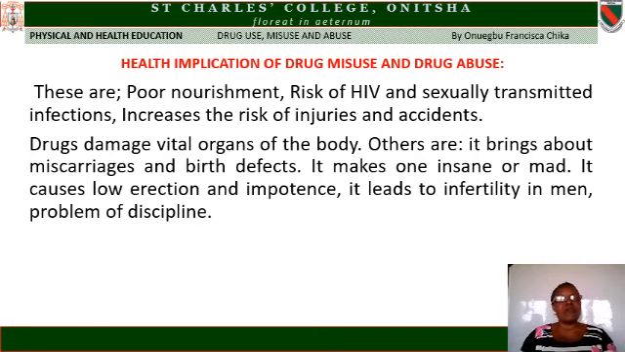Apart from all these things, we have other health implications of drug use and drug misuse. Number one, again, drugs damage vital organs of the body. Taking these hard drugs has effects on our vital organs. It also brings about miscarriages and birth defects. It makes one insane or mad. That one is very common. It causes low erection and impotence. It leads to infertility in men, and problems of discipline.